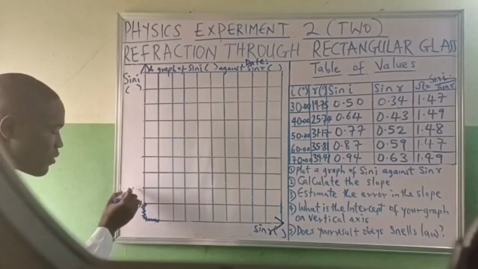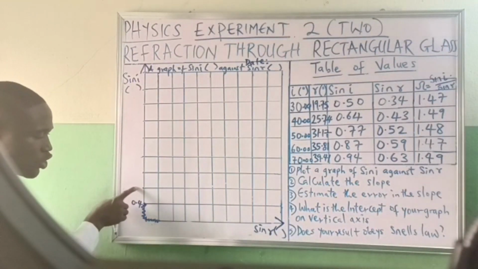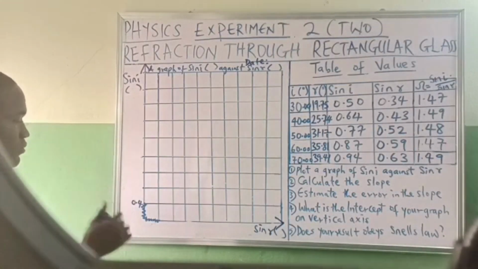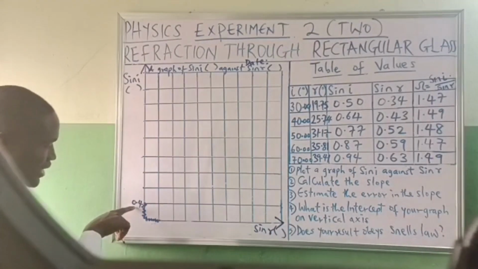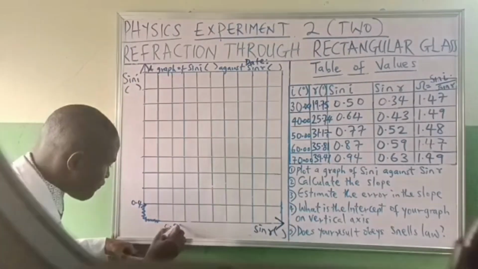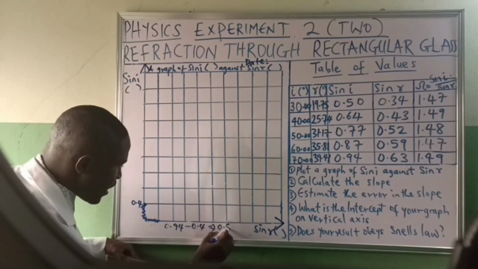Now here will be 0. Here will be a number, a number, a number. I want to know the number I'm to put here. Then to get the number I will put here, what I will do is, since I'm starting 0.4, I will say 0.94 minus 0.4. That will be giving me 0.54.